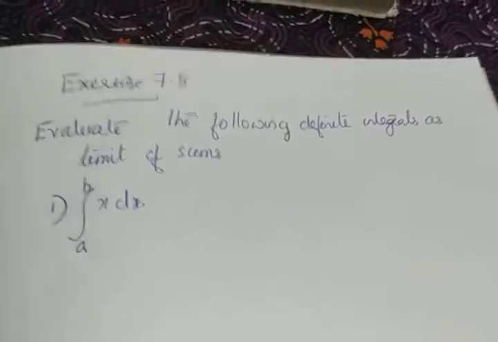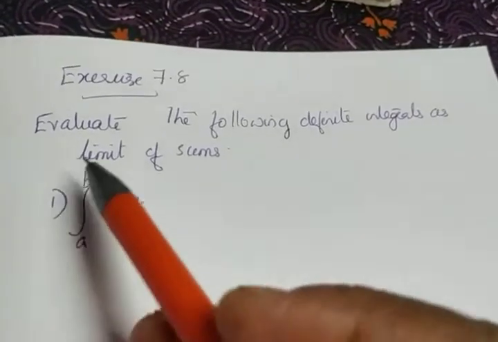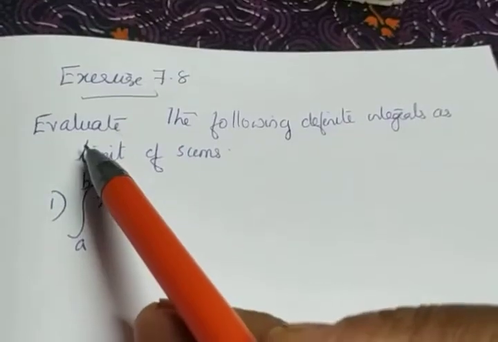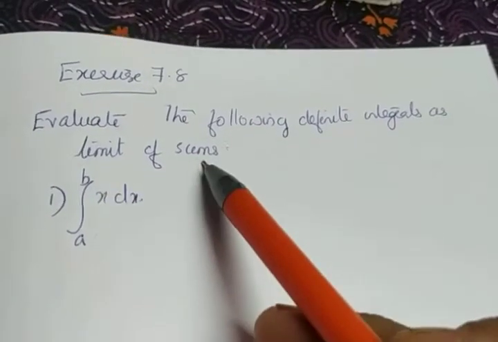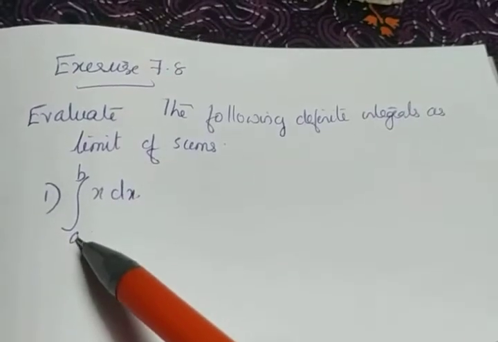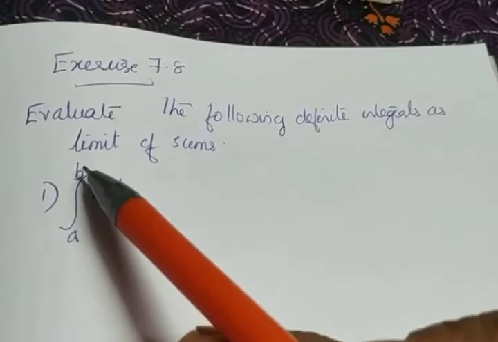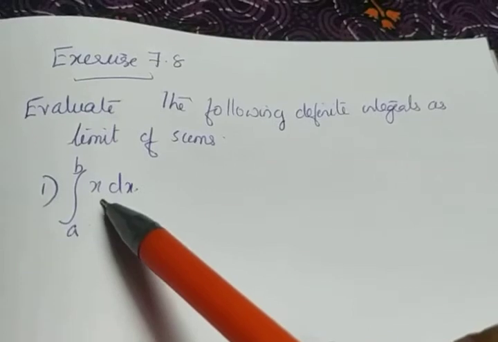So now we are moving to the next portion, definite integrals. Exercise 7.8, and the first question is: evaluate the following definite integrals as the limit of sum. Definite integral means there will be a lower limit and an upper limit, and we have to substitute these limits after integrating the given function.